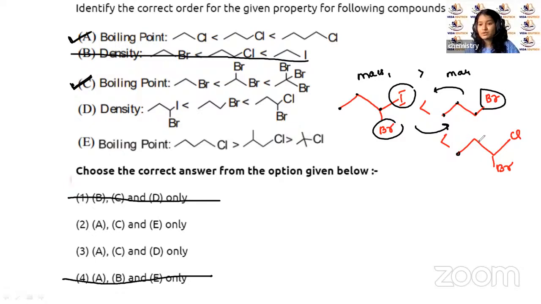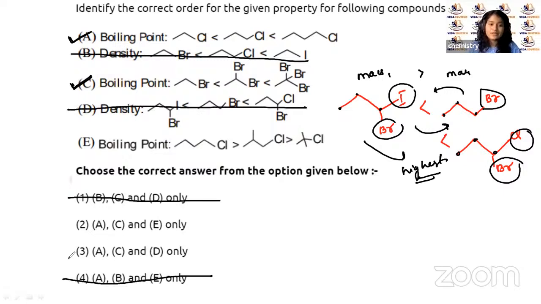Again there is something here also. We have bromine and chlorine. Here we have bromine and iodine. So this is the highest one. This is going to have the highest density, but it is the lowest. This one is lowest. So can I say that D is wrong? So D is wrong.